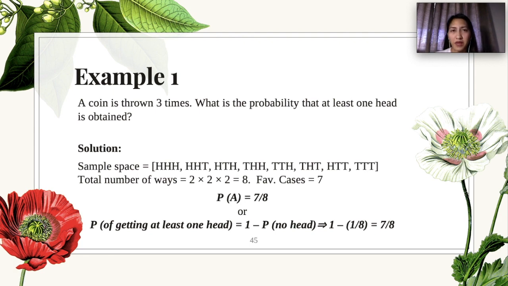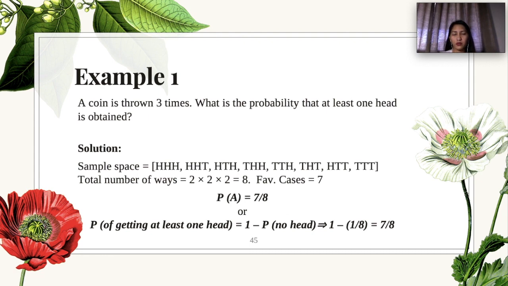That is the sample space. Ibig sabihin, yan yung lahat ng posibleng outcome. Ilang outcomes meron? 1, 2, 3, 4, 5, 6, 7, 8. What is our event? Probability that at least 1 head is obtained. So, meron tayong dyang 1, 2, 3, 4, 5, 6, 7.